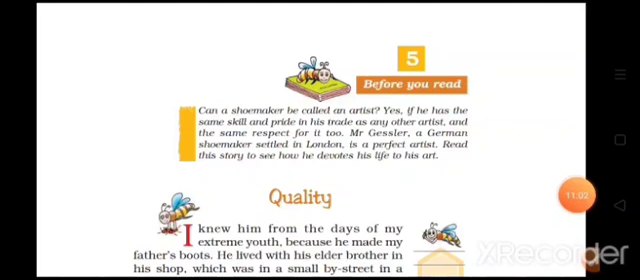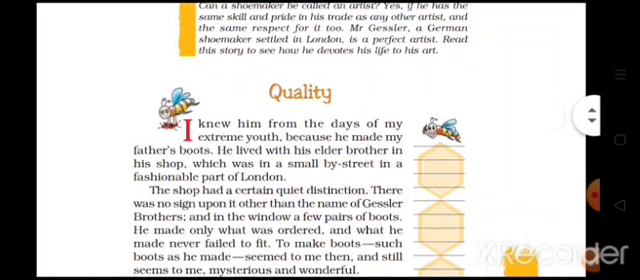Now I am going to read and explain paragraph-wise. I knew him from the days of my extreme youth because he made my father's boots. He lived with his elder brother in a shop which was in a small by-street in a fashionable part of London. This chapter is about a shoemaker who lived and had a shoe shop in a part of London city.